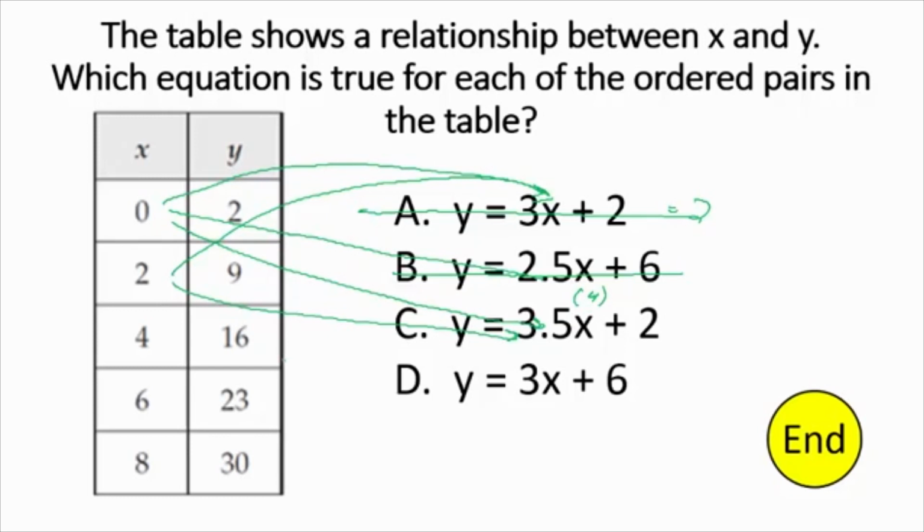I believe we've got it. We're going to mark C possibly. We're just going to double check the other two here. Plug in the 6. I'm going to get 21 plus 2, and it's working. So we found our answer is letter C in this case.